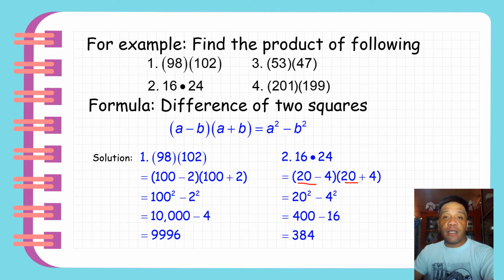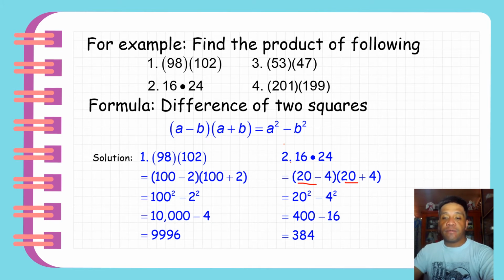So again, 53 and 47, if we add them, we have 100 as the sum, divided by 2, so our base now is 50. 50 plus 3, then 50 minus 3. So 50 times 50 is 2500. Then 3 times 3 is 9. So 2500 minus 9 is 2491. Okay, let's check if it is correct.